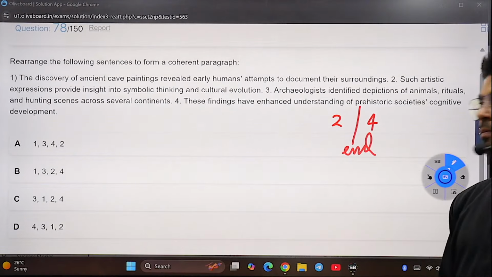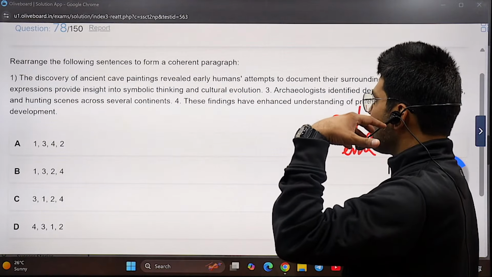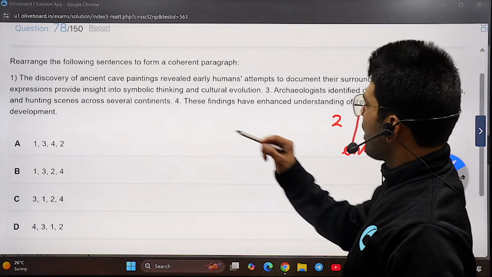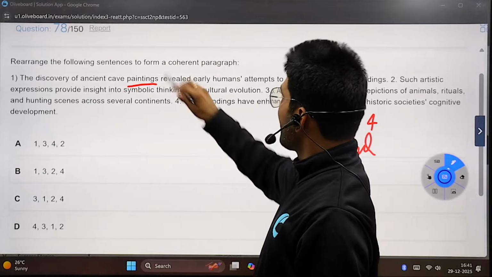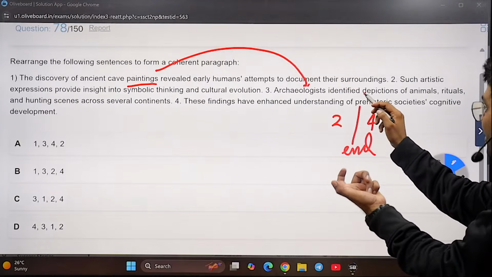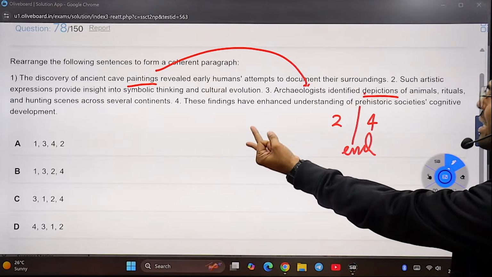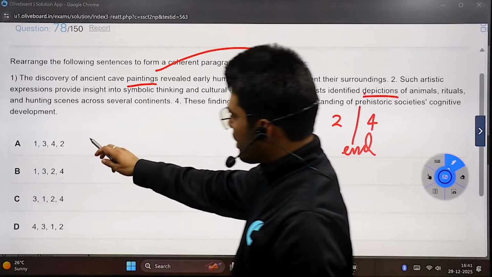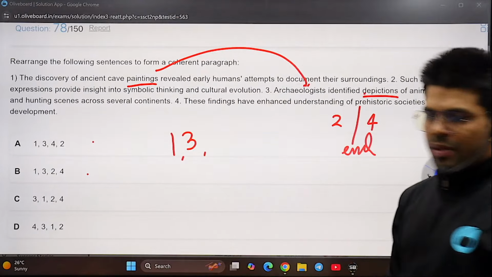No. Okay. The discovery of ancient cave paintings revealed early humans' attempts to document their surroundings. Okay, paintings. I don't know what the paintings were, defined in the third one. Archaeologists identified depictions of animals, rituals, hunting scenes across several continents. 1 3, if you answered this or this, is for sure together. 1 and then 3. Now, next one.